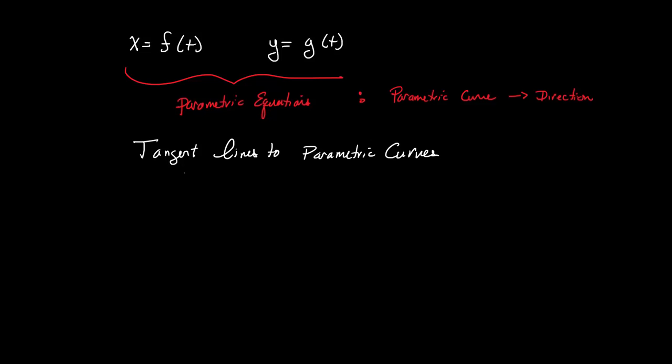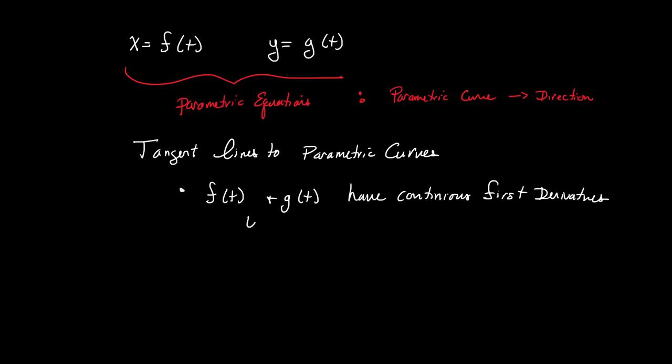We just have to make some assumptions here. Our first assumption is that f of t and g of t have continuous first derivatives with respect to t. Otherwise, this really wouldn't work. So we have to make that assumption. In this Calculus 2 class, we will assume that they have continuous first derivatives with respect to t.